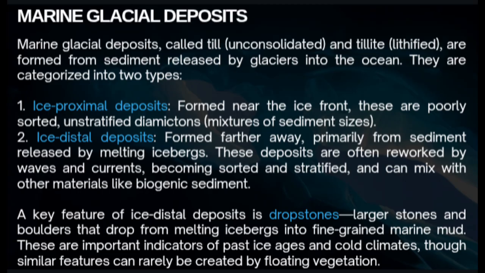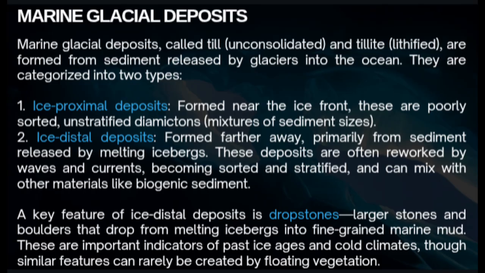Because the sediment is dumped directly and rapidly by the ice with little water transport, these deposits are characteristically chaotic. They are classified as diamictons, meaning they are a completely unsorted mixture of sediment sizes ranging from fine clay and silt to large boulders, all jumbled together without any visible layering or stratification.